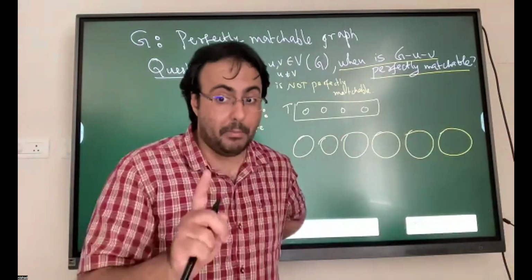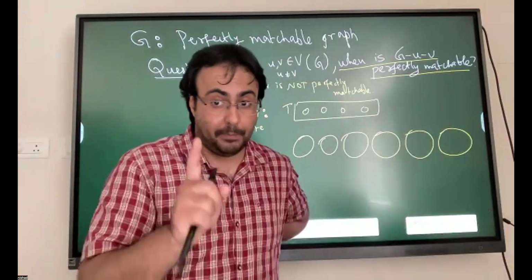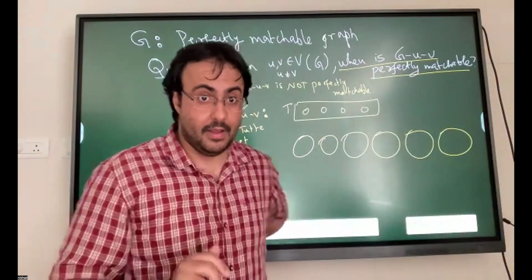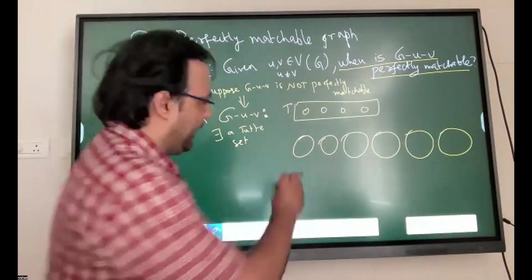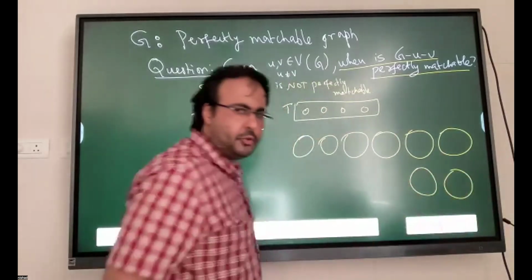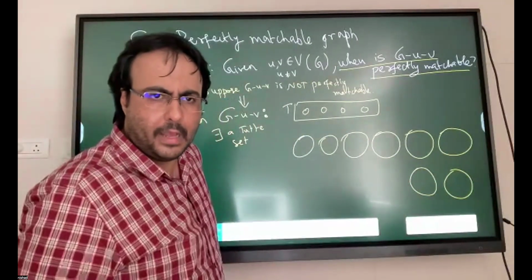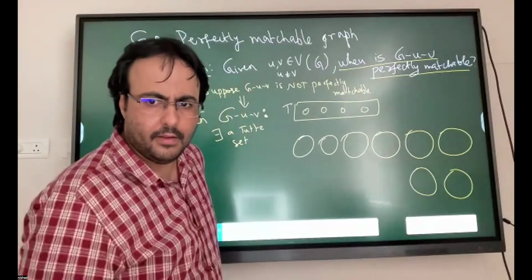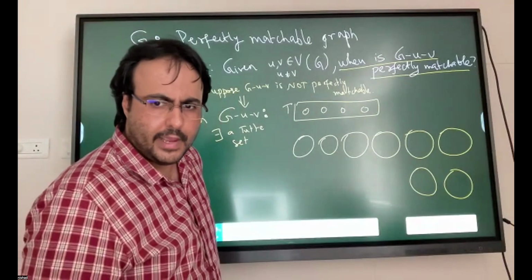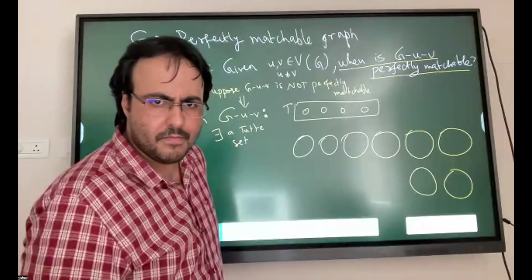But remember, the original graph has a perfect matching. So can we have 8 odd components? We know we have at least 6. Can I have 2 more? Can I have 6 plus 2? Now think about the original graph. The original graph has a perfect matching. Can you have 8 odd components?